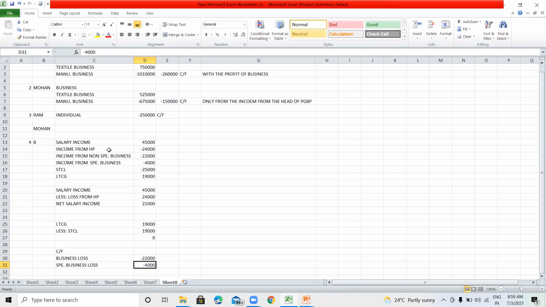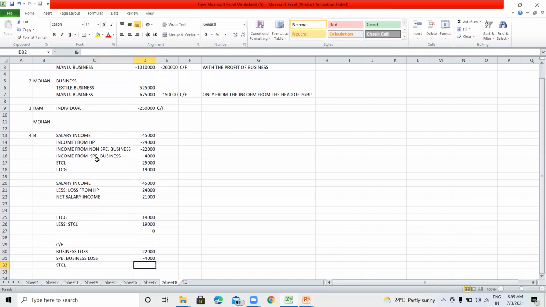And house property loss is already adjusted. Capital gain is already adjusted. Short term capital loss will be carried forward because it is 25,000 and we have adjusted only 19,000, means 6,000. It will be carried forward.